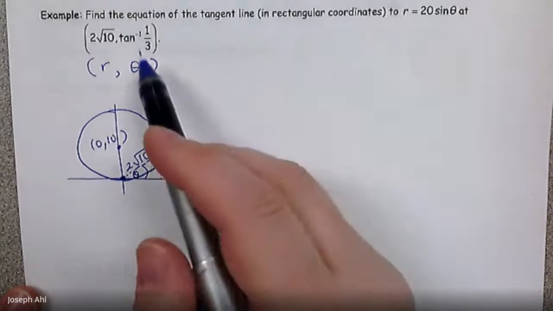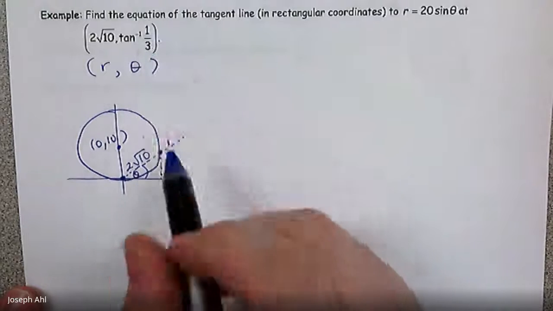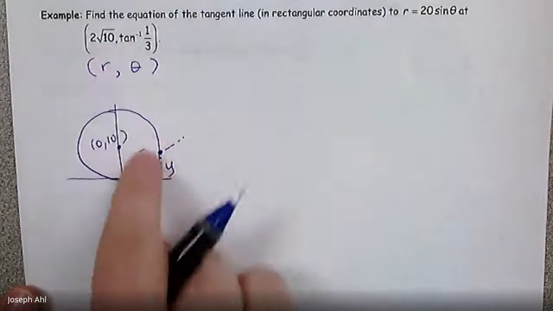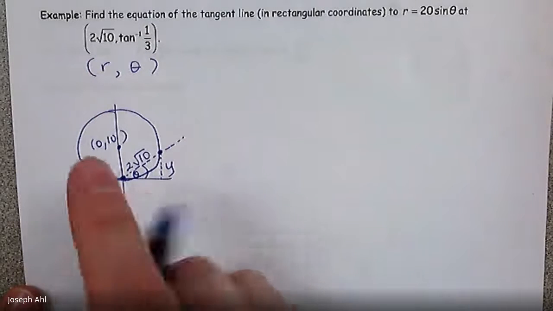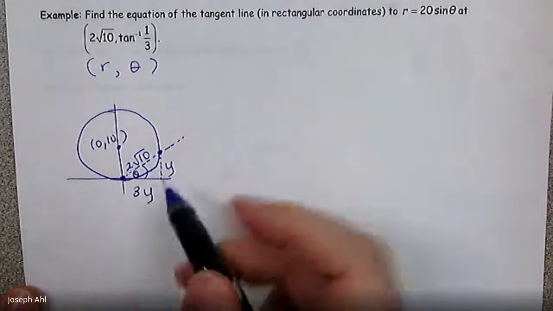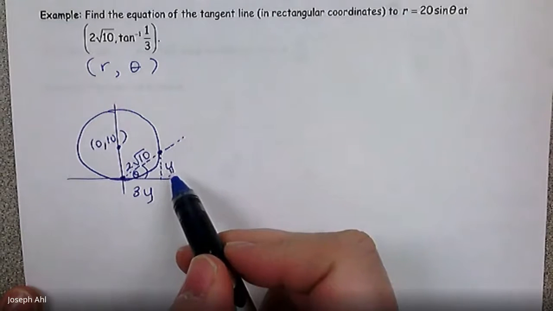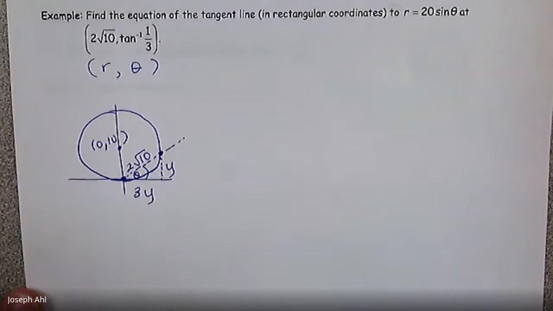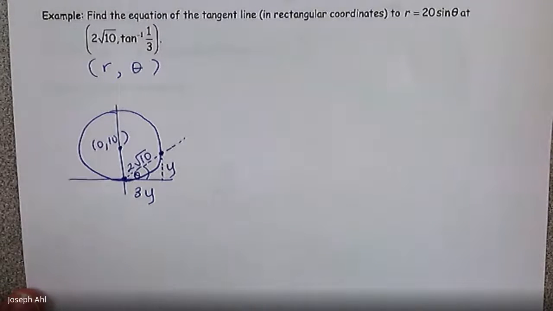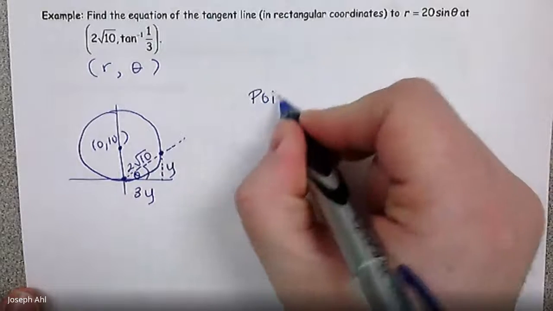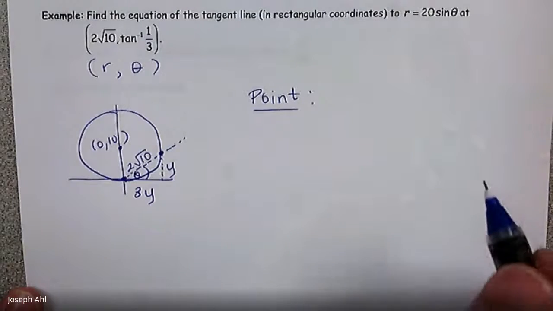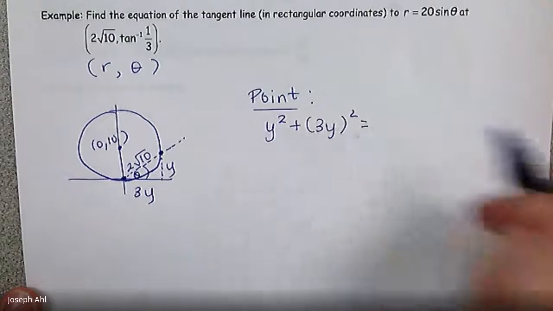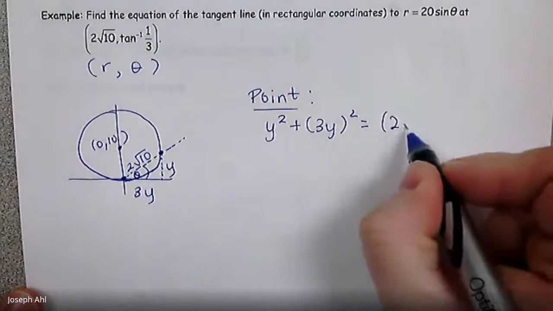Well, since we're in the ratio for tan inverse of 1 over 3, if we call this height y, we know that the distance here, instead of calling it x, we can call it 3 times y, so that the ratio is now always for tan of theta, y over 3y, or 1/3. Setting up the picture this way will be to our advantage to find this point of tangency, because now we can do some quick Pythagorean theorem. y squared plus 3y squared is equal to 2 radical 10 squared.